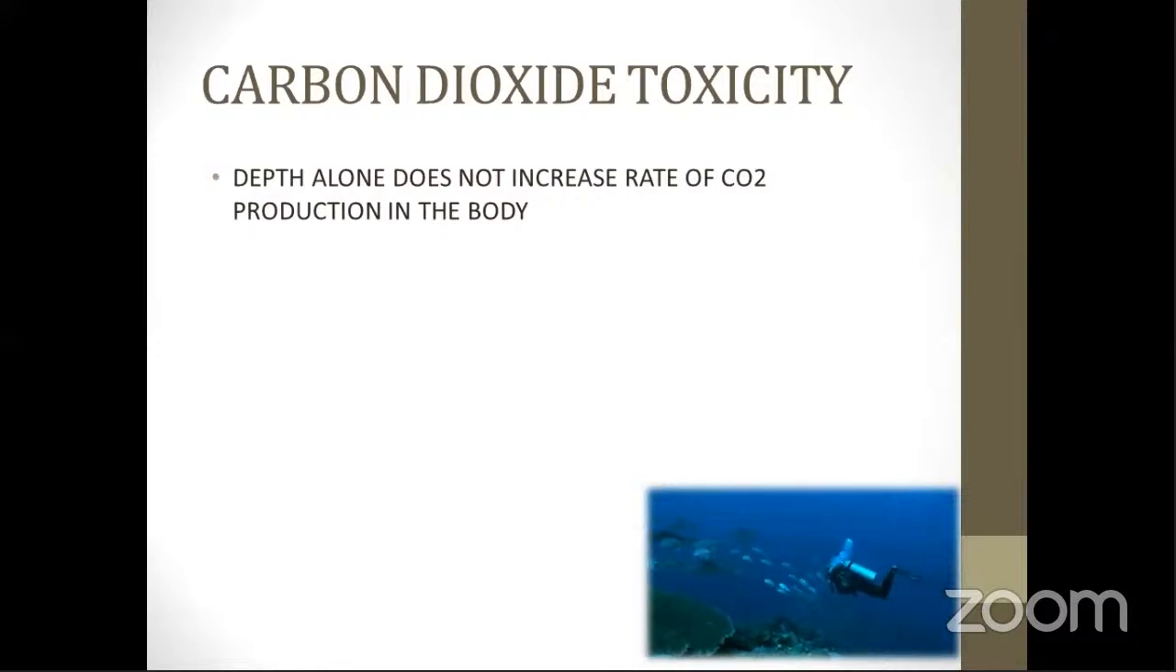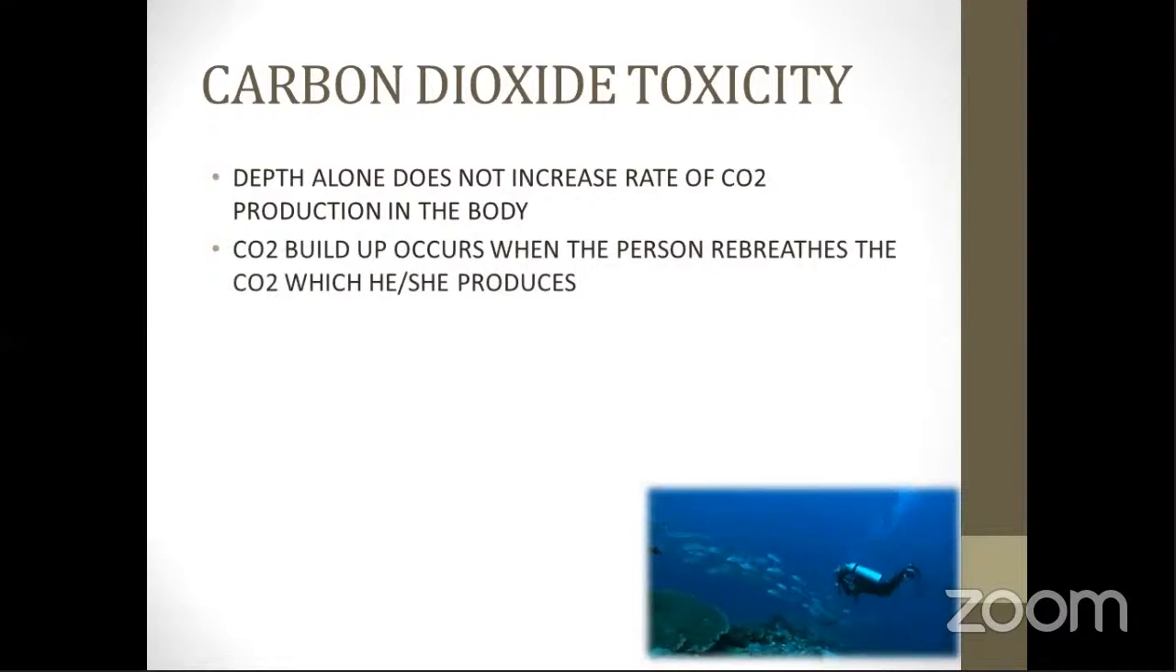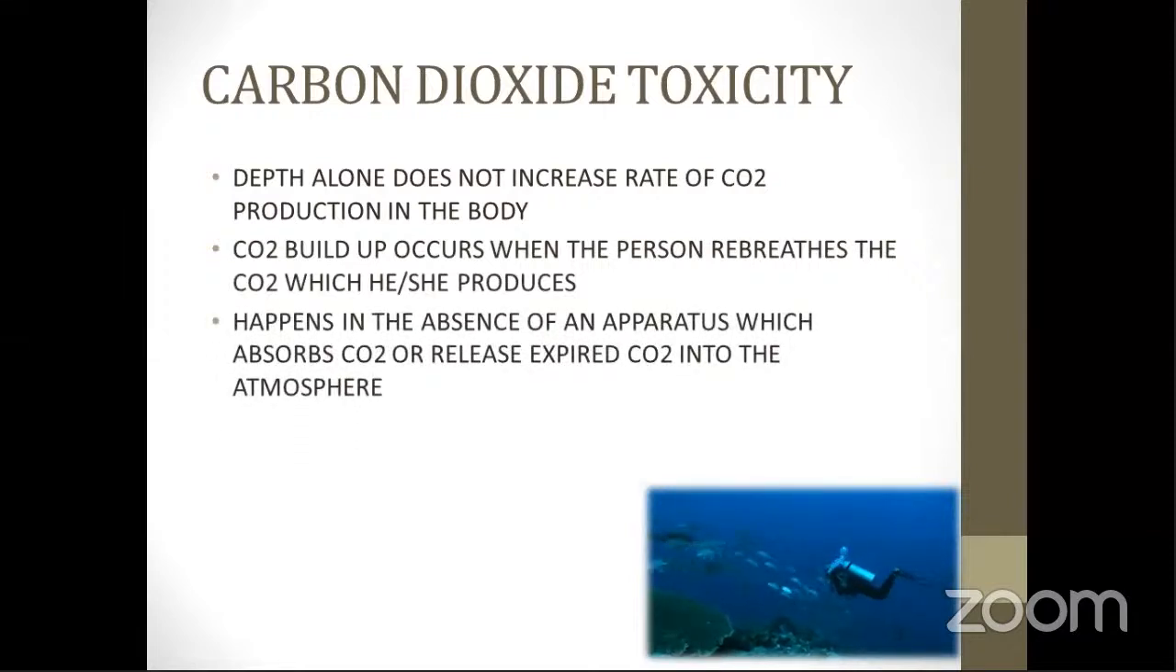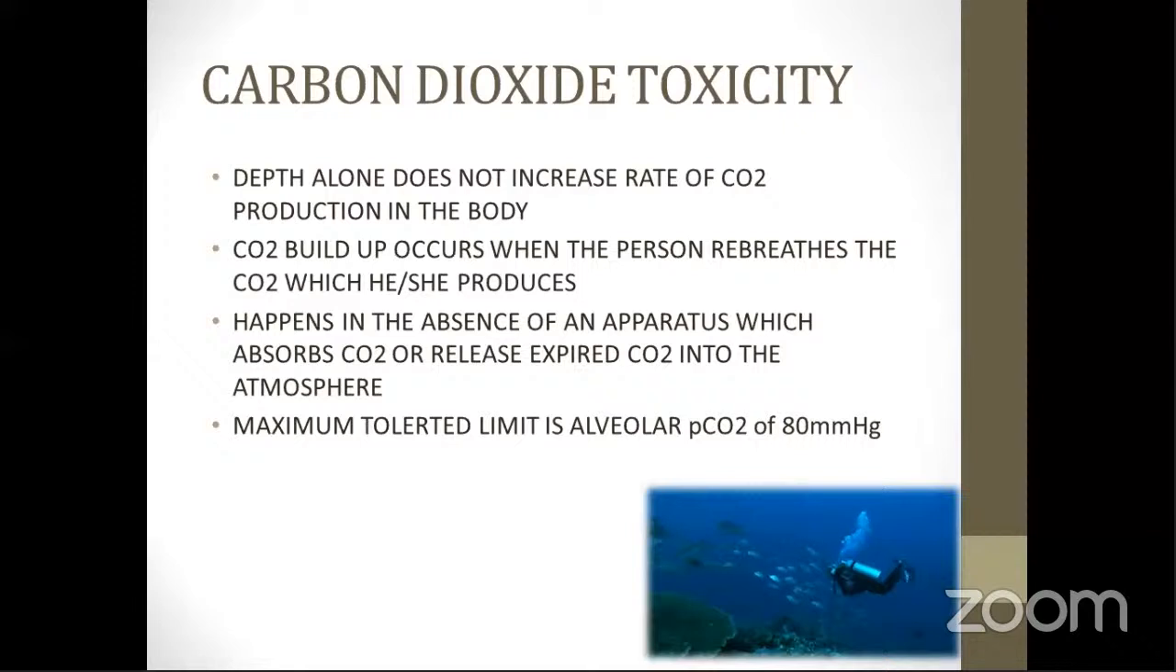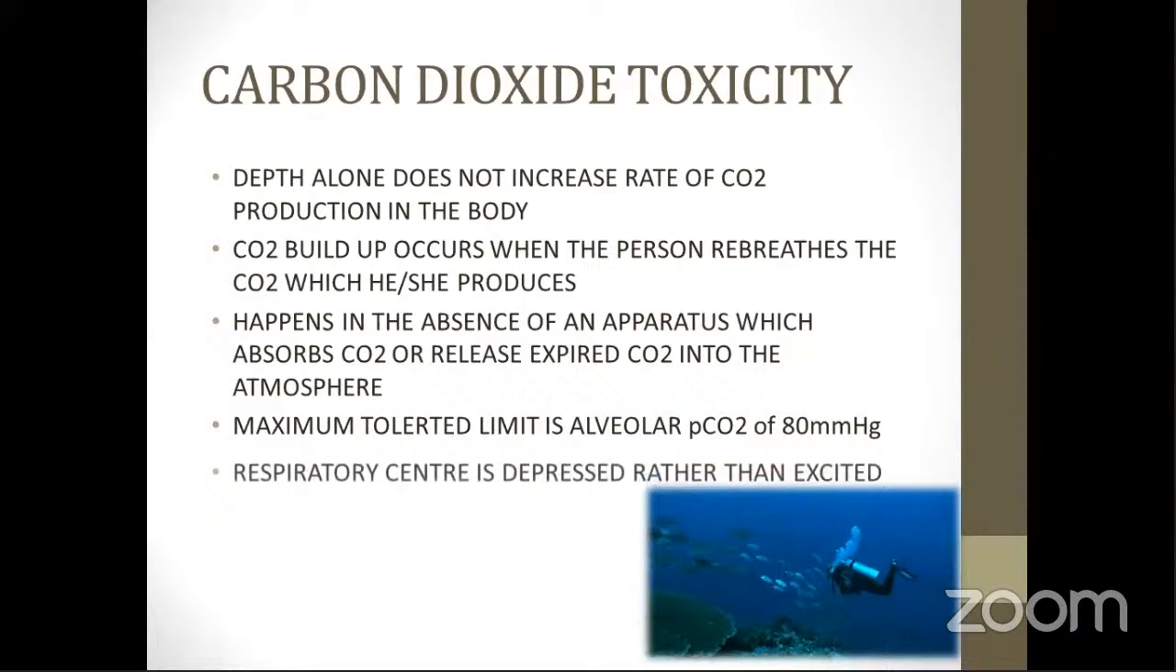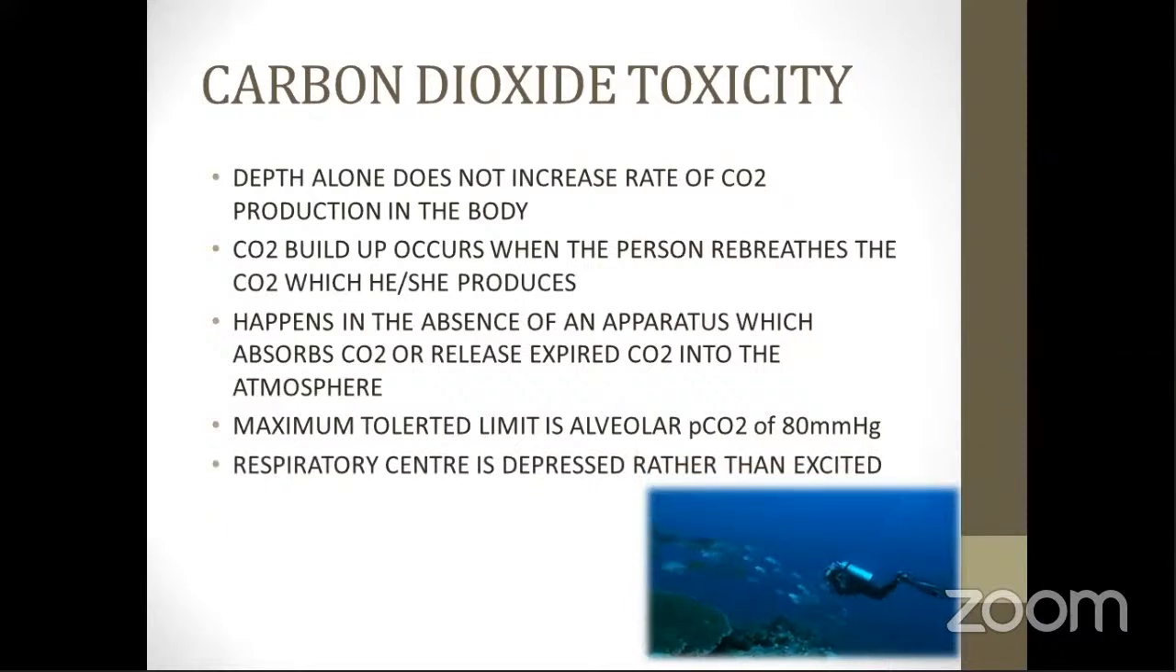Okay, and when there is any problem with the breathing apparatus and the carbon dioxide is not removed properly, that can cause carbon dioxide toxicity. Carbon dioxide buildup occurs when the person rebreathes the carbon dioxide which he or she produces, and this will happen in the absence of an apparatus which absorbs carbon dioxide or releases expired carbon dioxide into the atmosphere. The maximum tolerated limit is an alveolar partial pressure of carbon dioxide of 80 millimeters of mercury. So up to 80 millimeters of mercury in the alveoli, there will not be much problem. When the partial pressure increases beyond 80 millimeters, there will be carbon dioxide toxicity. And what is the effect? The respiratory center is actually depressed when there is high partial pressure of carbon dioxide. Okay.